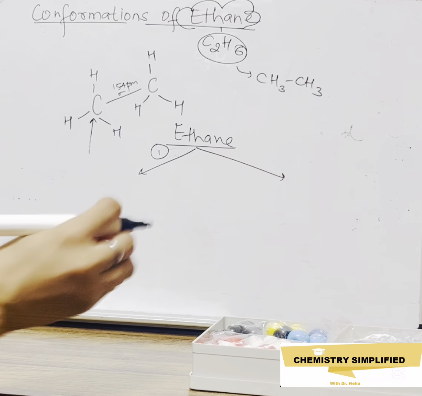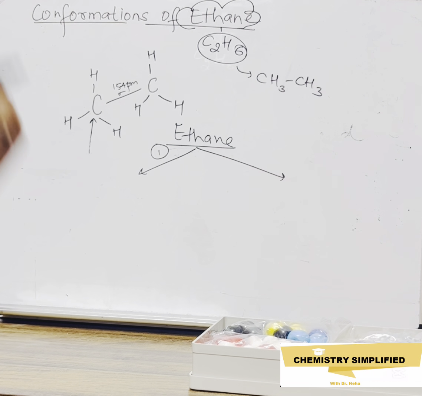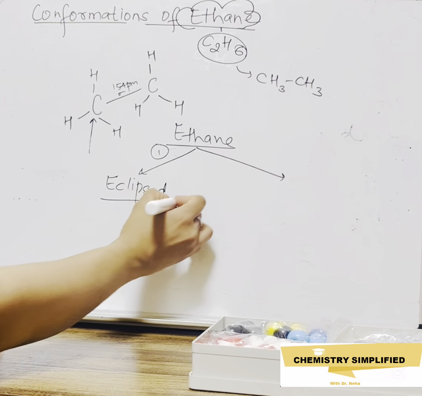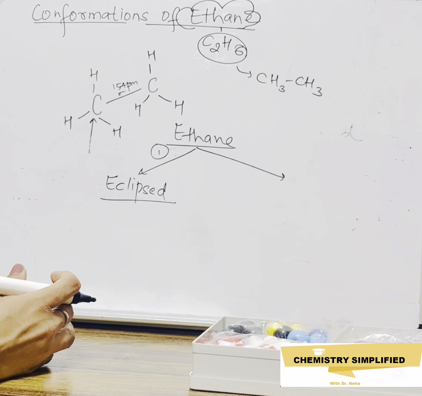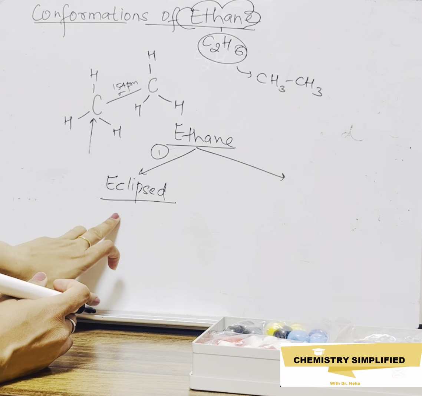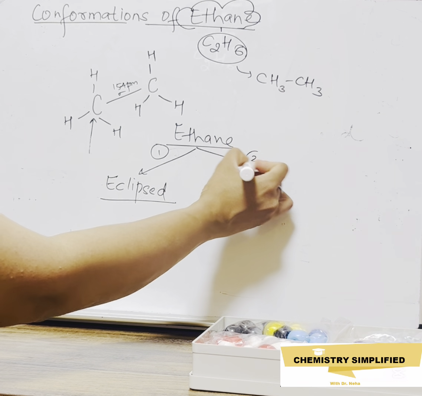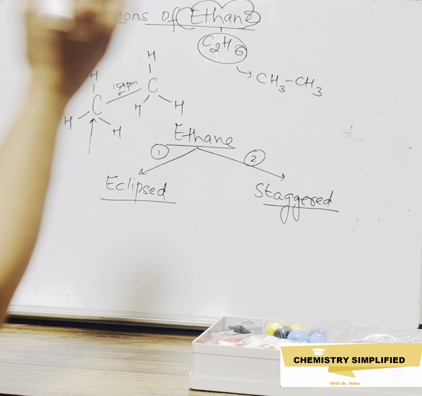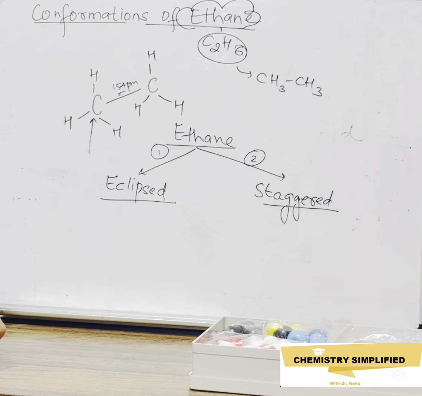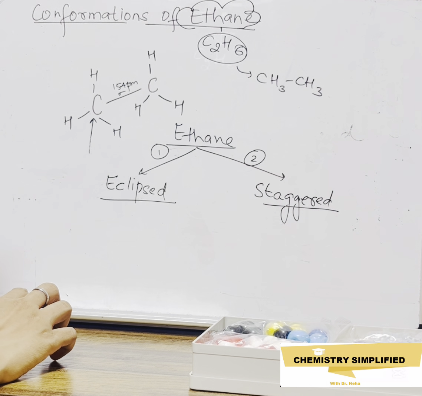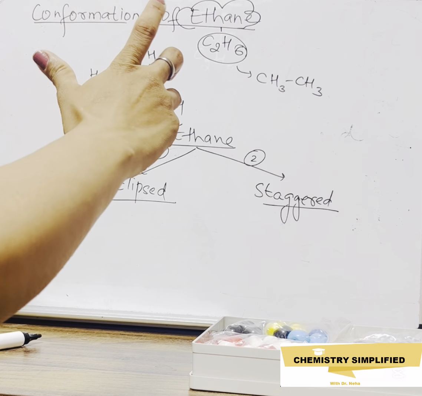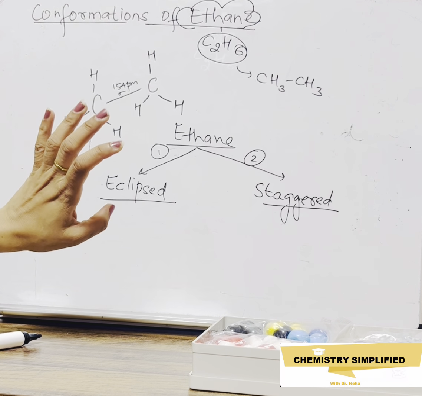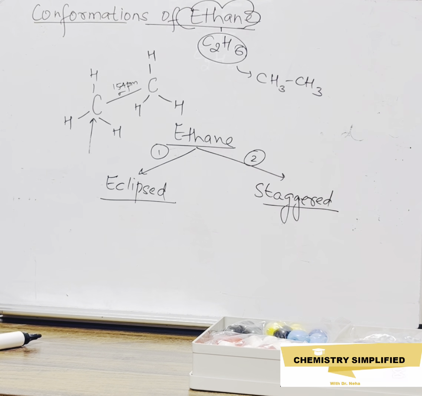Okay. The first form which we get is known as the eclipsed form. The first conformer of ethane is known as eclipsed, and the second is the staggered form. Now I'm saying one I have kept fixed, one I'm rotating. So when I rotate it, the position of these two hydrogens will be changed. The position of this hydrogen will be changed.